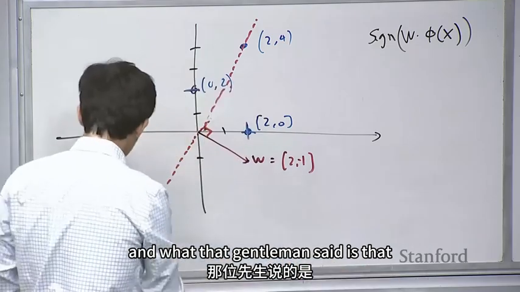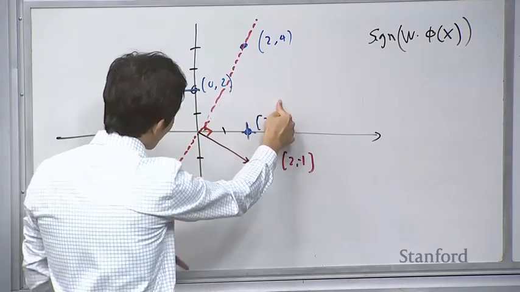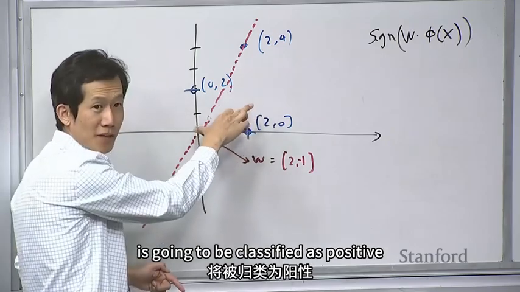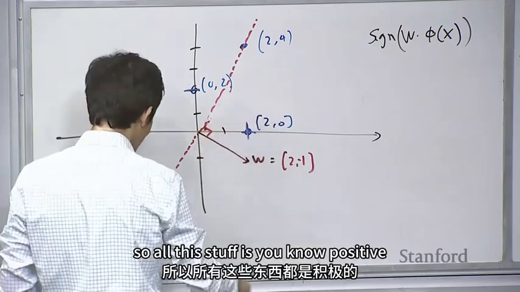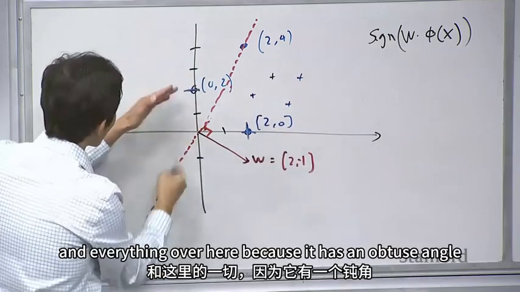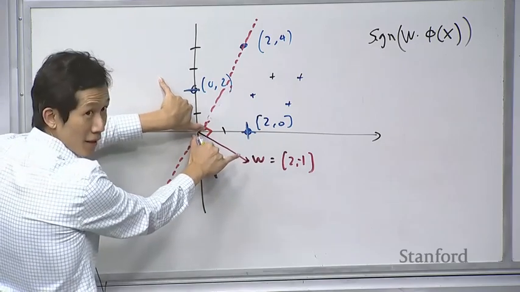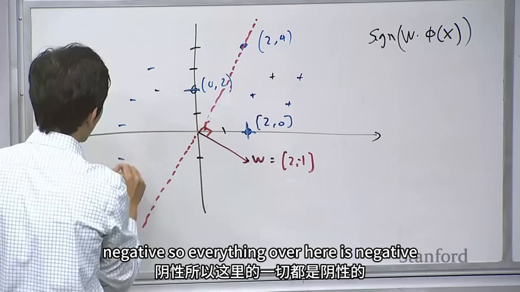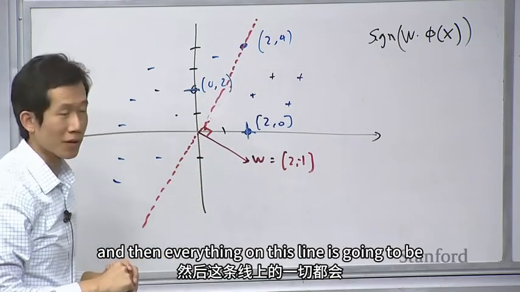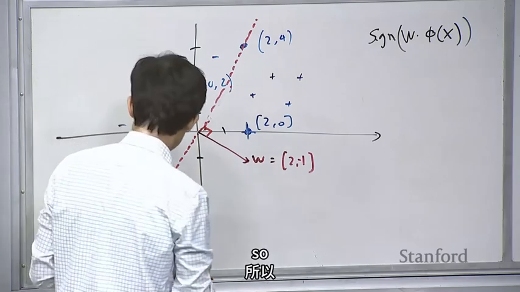And what that gentleman said is that any point over here, because it has an acute angle with W, is going to be classified as positive. So all of this stuff is positive, positive, positive, positive, positive. And everything over here, because it has an obtuse angle with W, is going to be negative. So everything over here is negative. And then everything on this line is going to be 0.